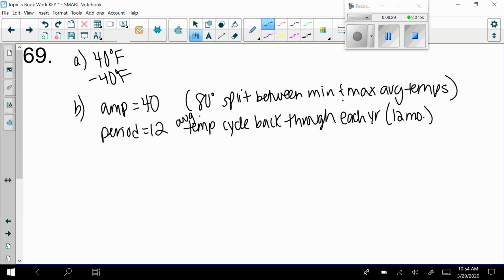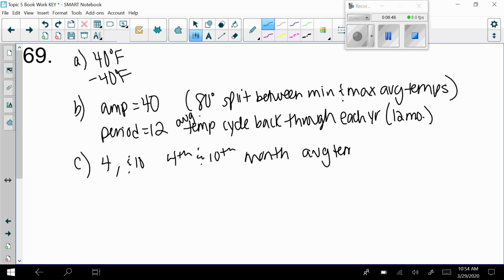Explain what the x-intercepts represent. The x-intercepts look like they are 4 and 10. And so this would mean the 4th and 10th month. That's the average temperature for those months is 0 degrees Fahrenheit, is what that is indicating.